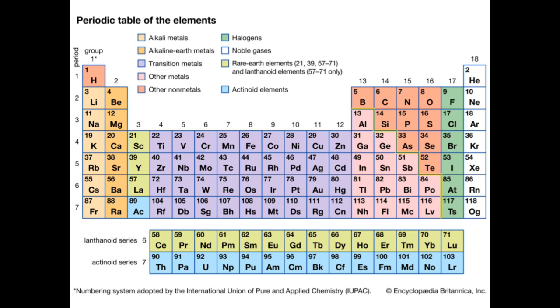Group 1 and 2 are S block elements based on electronic configuration. Why? Because they end with S in their configuration. In the middle, from 3 to 12, they are D block elements because they end with D. They are transition metals. Groups 13 to 18 are P block elements because they end with P, while the lanthanides and actinides are F block elements. This is a typical modern periodic table.